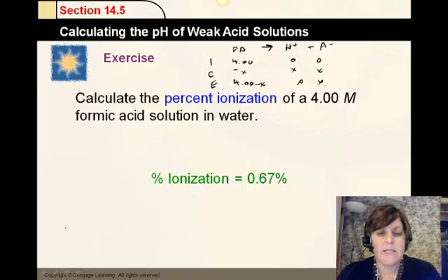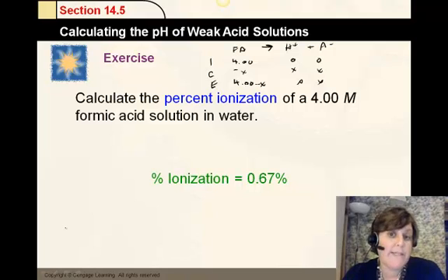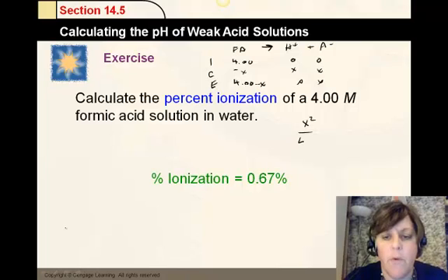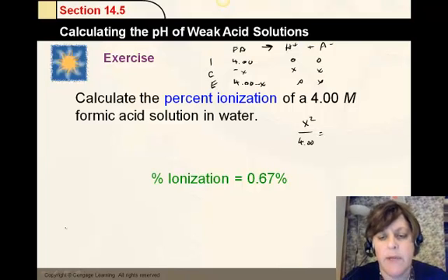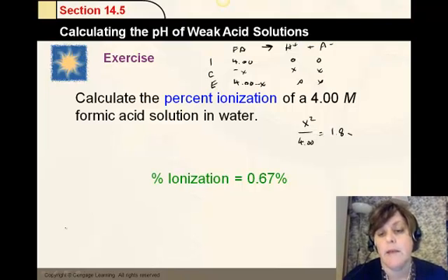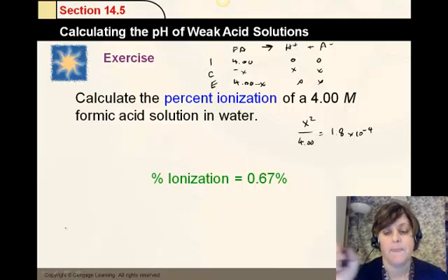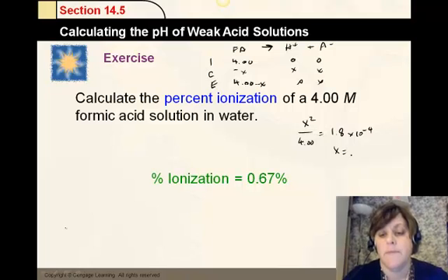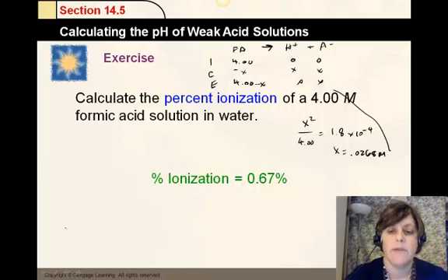And we want the percent ionization. In other words, what is X? So we're going to solve, and we're going to get X squared over 4 minus X, where I'm going to get rid of the minus X, and that's going to equal the Ka from before, which was 1.8 times 10 to the negative 4. Now when I solve all of that, I get my X value to be 0.0268. That's the concentration of the hydrogen ions.